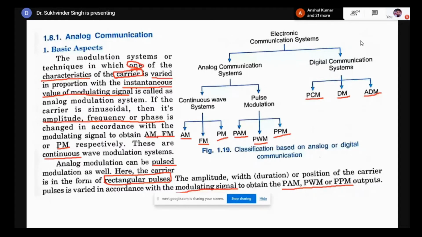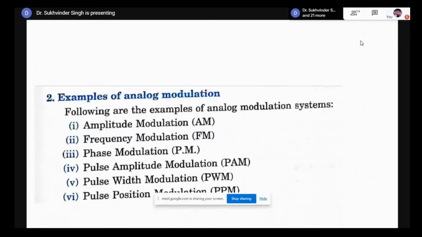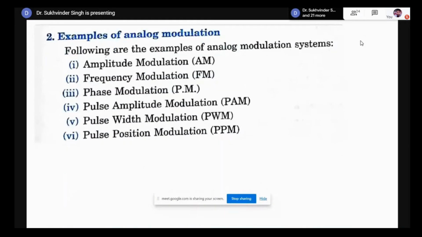That is PAM, PWM, PPM. The digital communication system can be divided into three separate categories: pulse code modulation, PCM, delta modulation, and analog to digital modulation. So here, examples of analog modulation are amplitude modulation, frequency modulation, phase modulation, pulse amplitude modulation, pulse width modulation, and pulse position modulation.